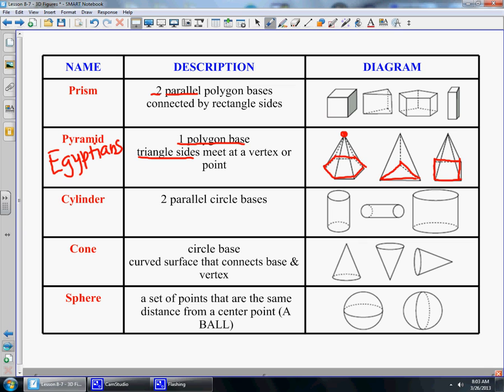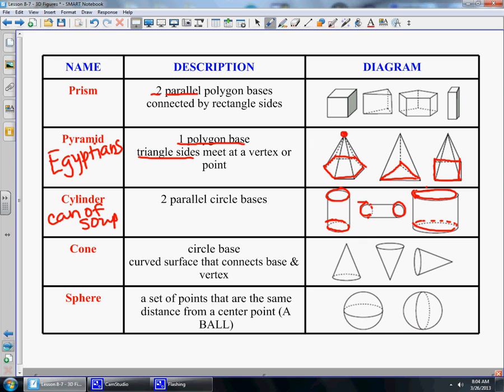A cylinder, that would be like a can of soup. They have two parallel circle bases. So anything that looks like a can, see, it has the circle bases. This is going to be a cylinder. Anything that looks like a can is going to be called a cylinder.